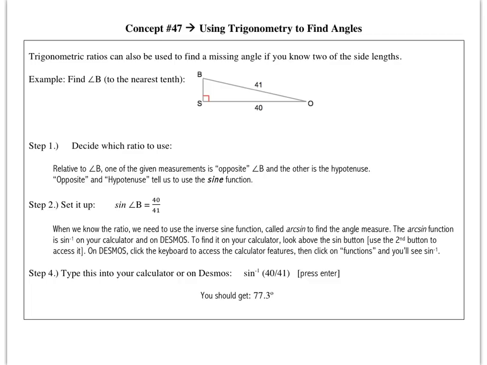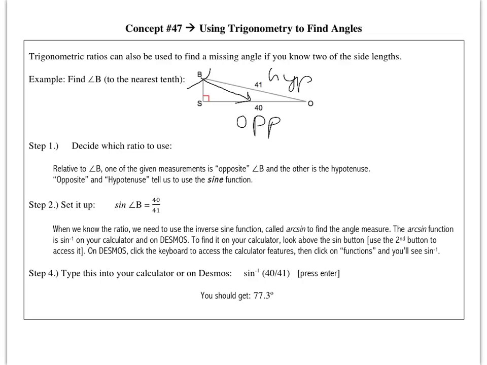Hi everyone. In this video we are going to learn how to use trig ratios to find missing angles in a right triangle. So in the example we have here, you can see that we know that it's a right triangle, but we don't know the other two angles, and we have two of our sides. In the example shown, we want to find angle B, and if we look at this as our reference angle and look at the two sides that we have, the 40 would be across from it, or our opposite, and 41 would be our hypotenuse.